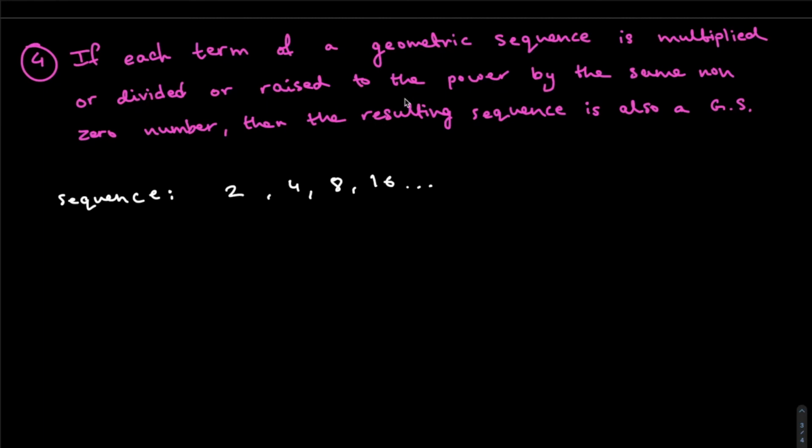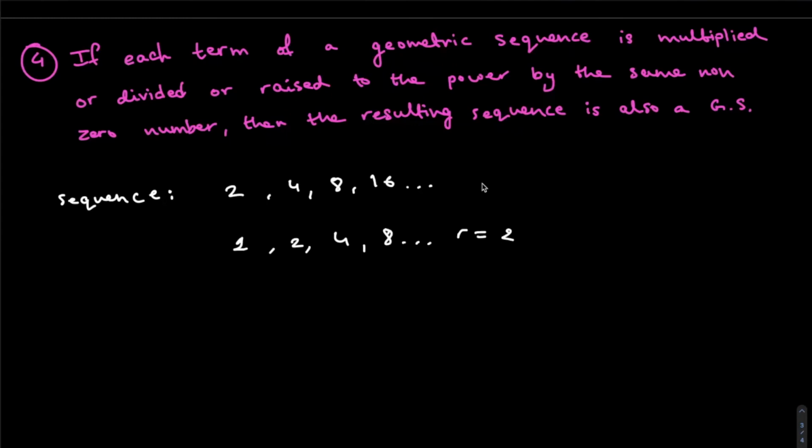So what this says is, if you have a sequence and you multiply, divide, or put an exponent, the same constant value every time, you get a geometric sequence as well. So now if I divide this by 2, let's work very simple. If I divide this by 2, what am I left with? 1, 2, 4, 8. This is also a geometric sequence, and the common ratio is still 2.